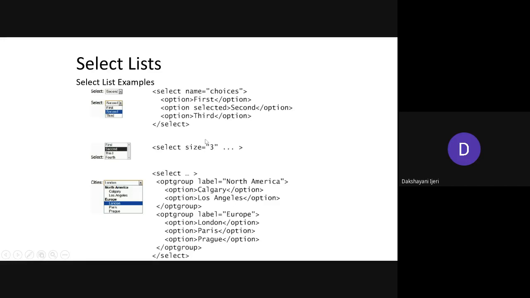Okay, so these are the different attributes that you can use here. In this case, suppose you do not use the size attribute, and you simply use only the select element along with the name attribute, right?